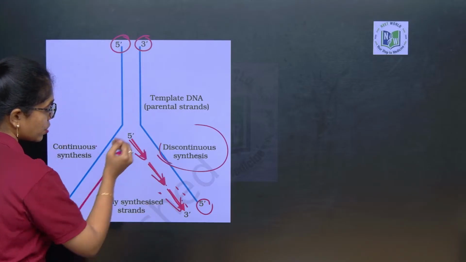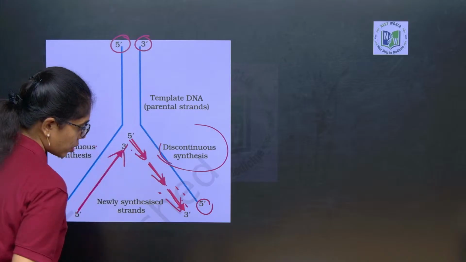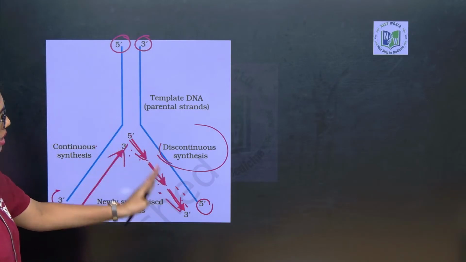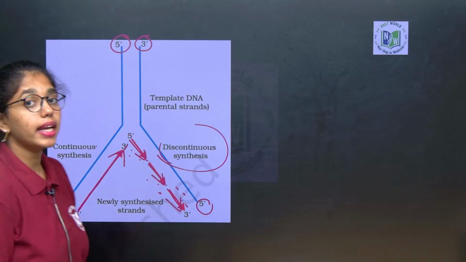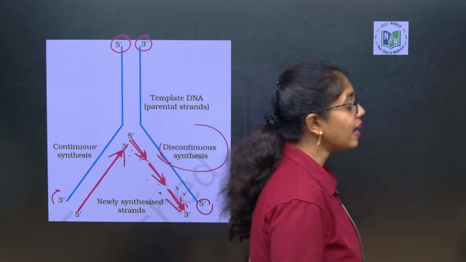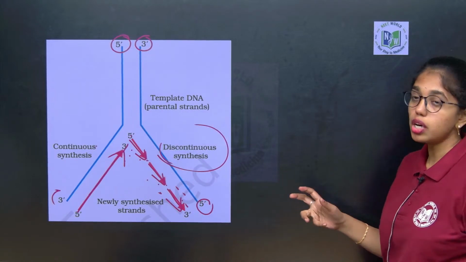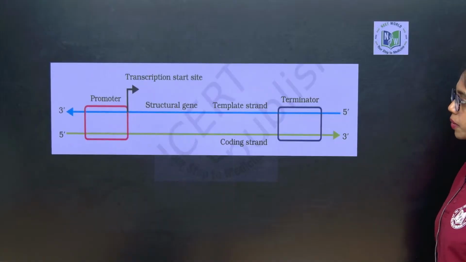Leading strand is towards the replication fork, lagging strand is away from the replication fork. Finally, these Okazaki fragments are joined by DNA ligase. DNA ligase is also an ATP dependent enzyme.